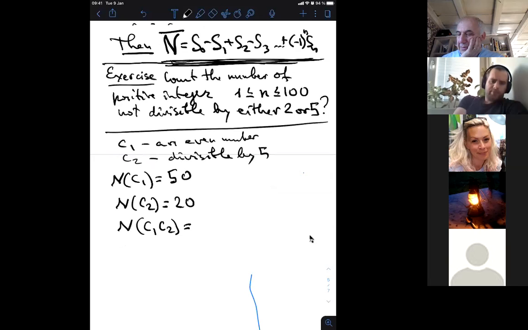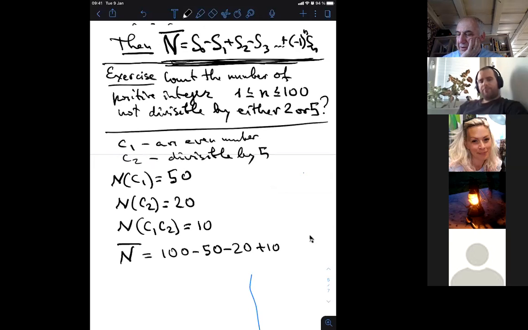10. 10, good. So the answer which we are looking for would be then 100 minus 50 minus 20 and putting back 10, yes. So this would be 40 total. Yes, 40. 110 minus 70. So there are 40 odd numbers which are not divisible by 5. Good, so far so good.